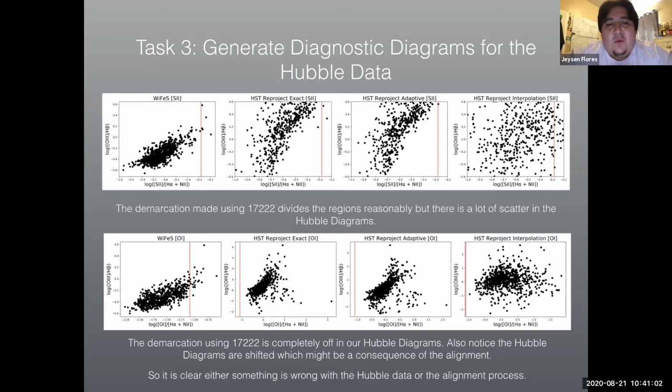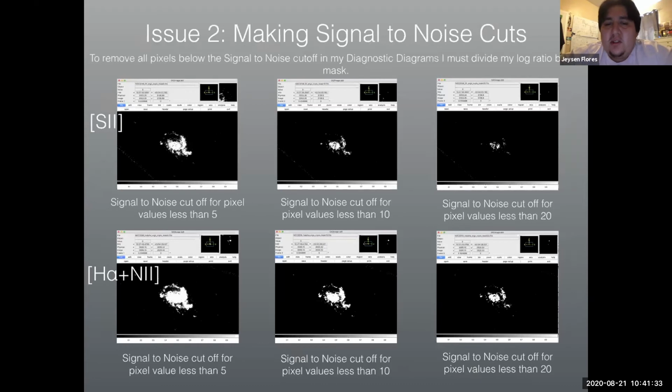So we kind of need to look for a new way to align the data, because we can clearly see there's something wrong in the Hubble data or in the alignment process. The WIVES data looks pretty normal to me, but these reprojections aren't looking quite well. So now we want to see which points are real in these diagrams. So we want to make signal to noise ratio cuts.